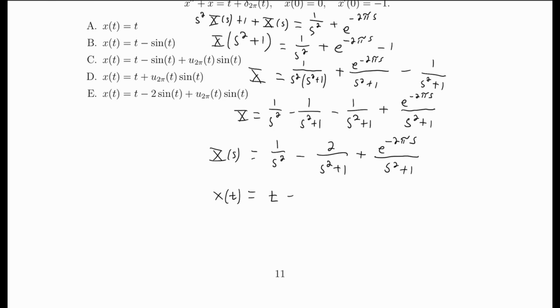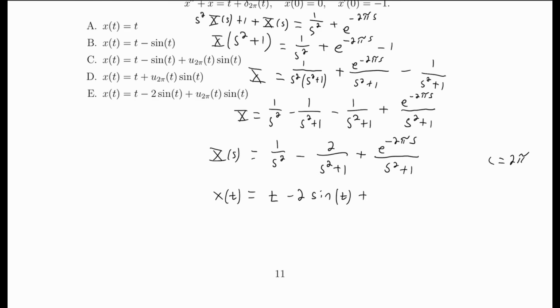This next one is going to be 2 times, using number 5, sine a t. A is just 1 here, so 2 sine t. This last one is the one that can get a little more confusing. We're looking at number 13 on the sheet, because we have our e to the negative cs. Here c is equal to 2 pi. And then our big F is the rest of this function, so it's the 1 over s squared plus 1.